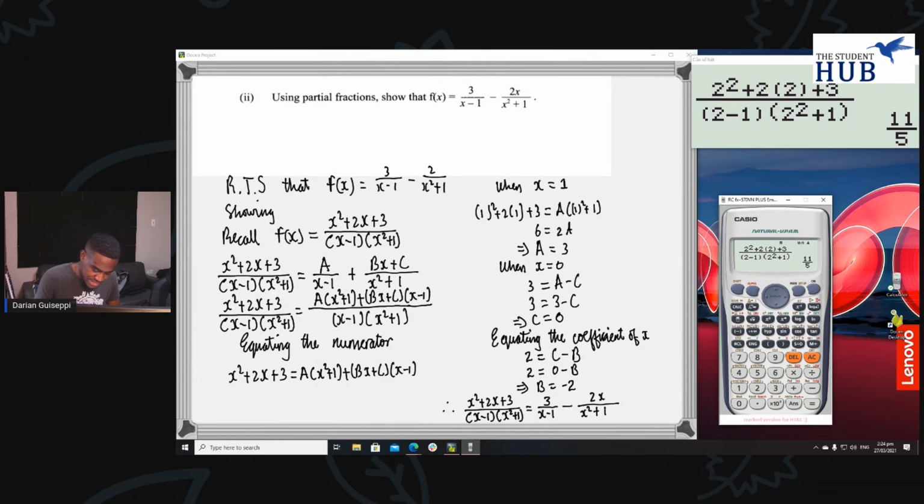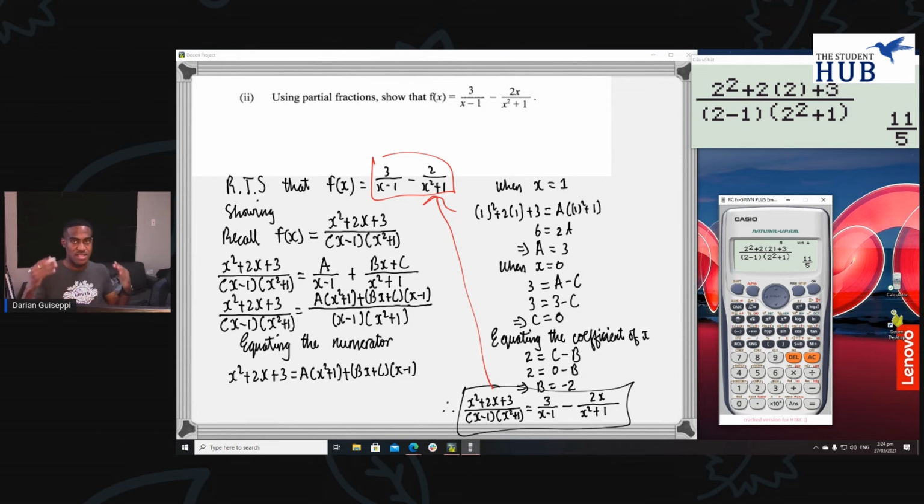And that is the same thing. This here is the same thing they have up here that they ask us to show, right? That's the same thing. So therefore, we see here our answer is correct, and we're good to go here, right? So that's how you do it with partial fractions.